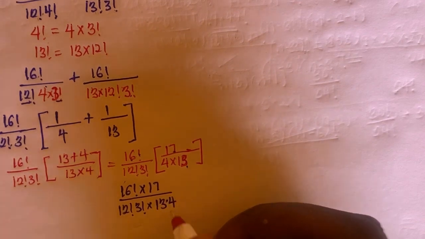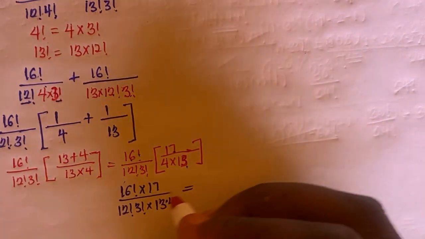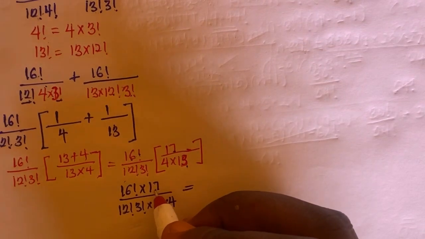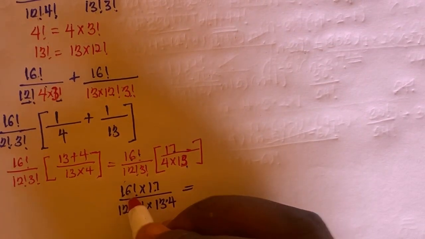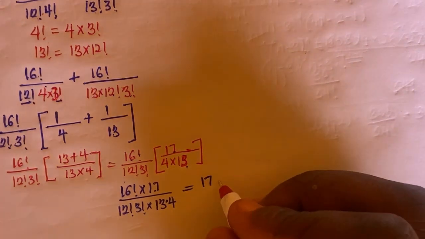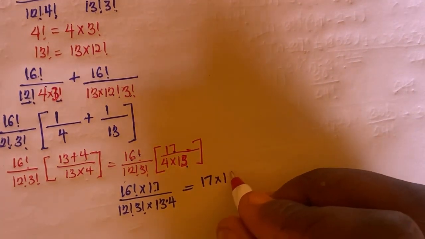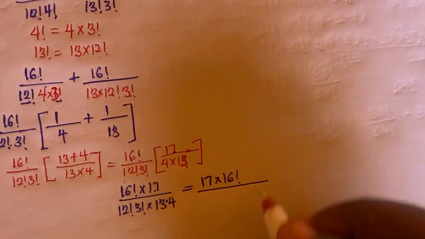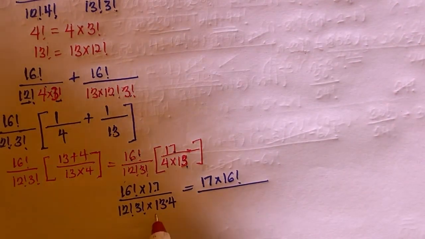This multiplication sign between them. So here I can simply simplify this as what? 17 is actually greater than 16, right? So 17 times 16 factorial divided by, here I'm having two things here.